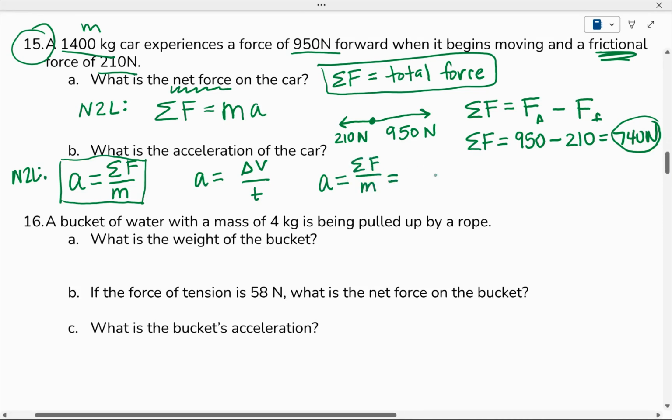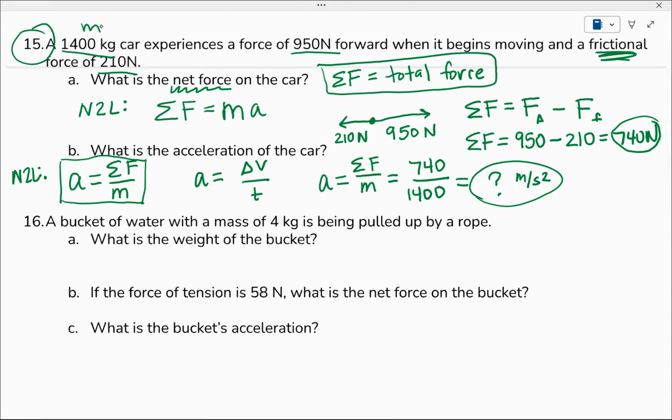Since we found the net force in the previous part, we plug that in for the net force, and the mass of the car is 1,400 kilograms. And I'm going to let you figure out what the answer to that is. The units would be meters per second squared, but in the Google form, don't put units, just put the number.